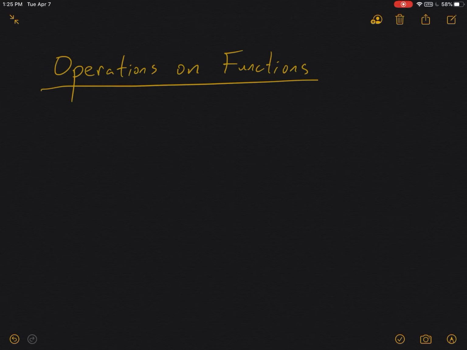So operations on functions is the first topic in Unit 4. Today we're starting a new unit. We'll talk about 3 topics today: operations on functions, compositions of functions, and inverse functions. None of those topics will be on next week's exam. Next week we have our exam over Unit 3, and today we're starting Unit 4.